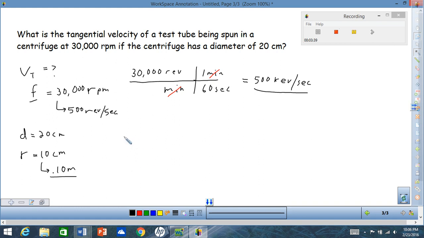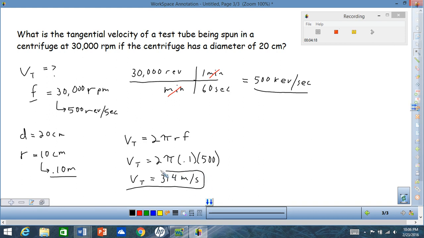At this point we just need to refer to our notes and find that the tangential velocity can be calculated from 2 pi r times frequency. So at this point, everything's very straightforward: 2 times pi times the radius of 0.1 times the frequency of 500. When you do that, you end up with 314, and our velocities are always in meters per second.